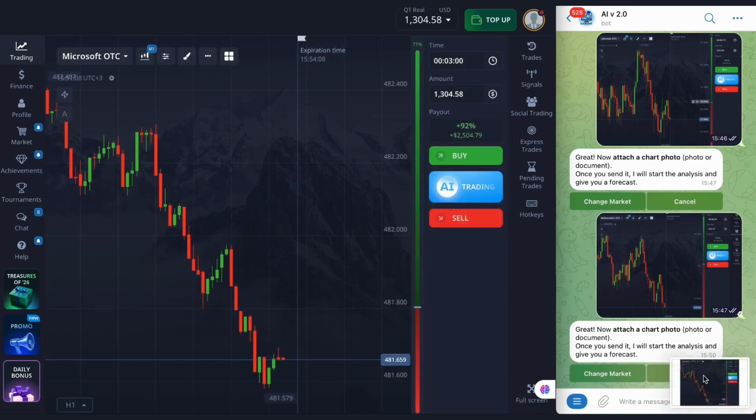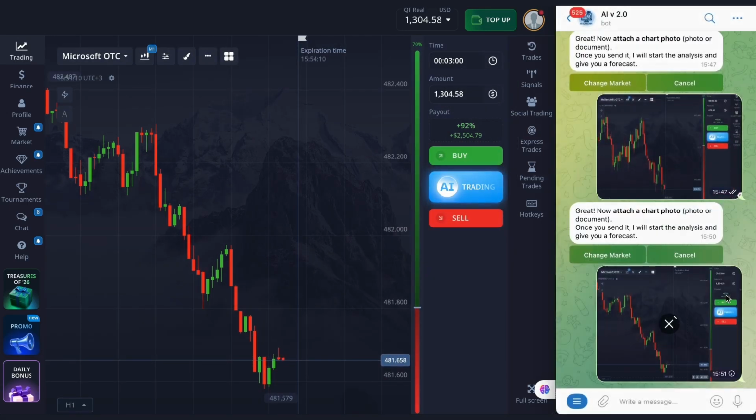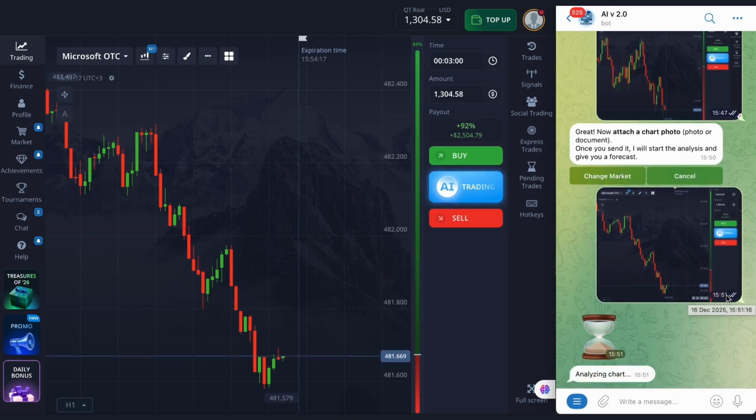I'm gonna go ahead and attach our screenshot to our AI screener, ladies and gentlemen. It says once we send it, it's gonna start the analysis and give us a forecast. And what is this gonna be? We are about to find out. It's analyzing the chart, it's building strategies, and what is this gonna be? We're about to find out.